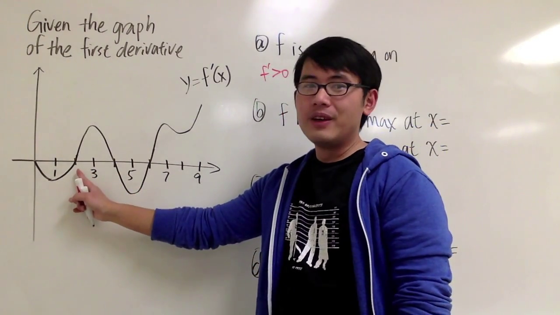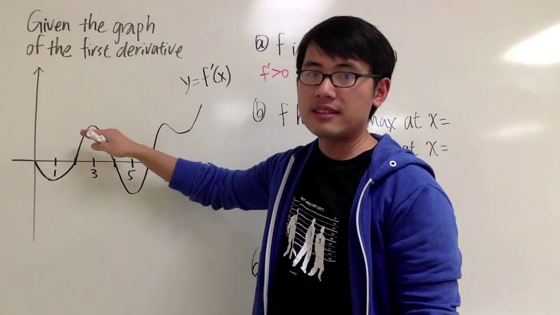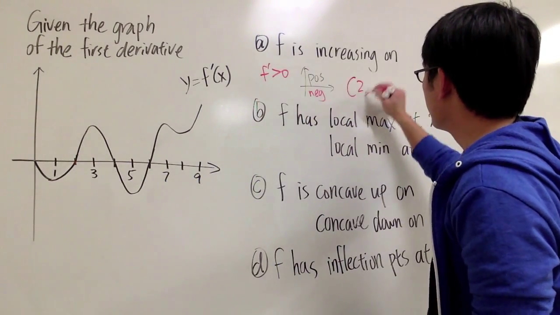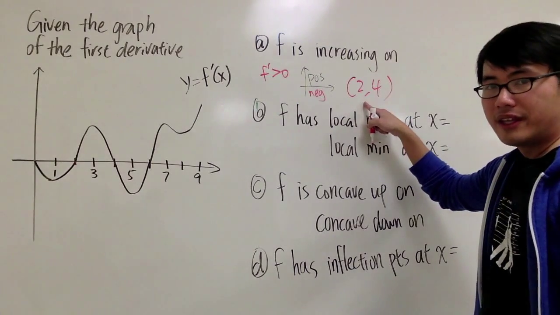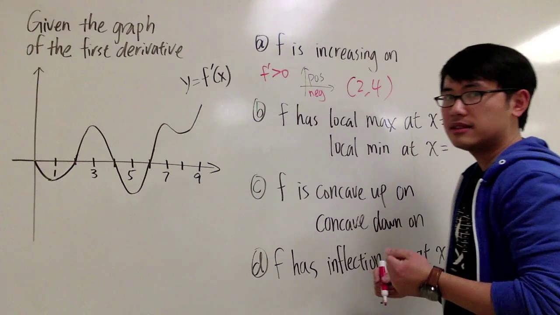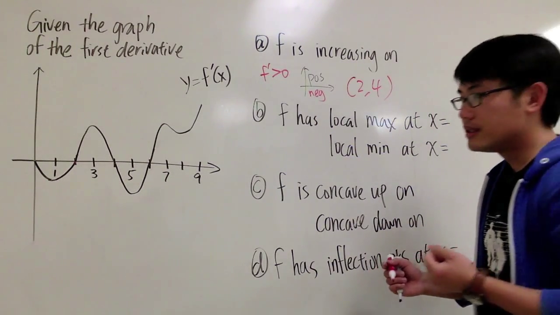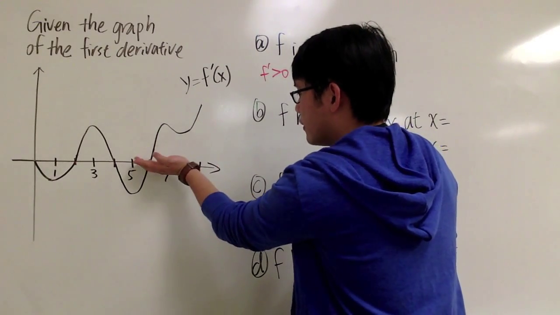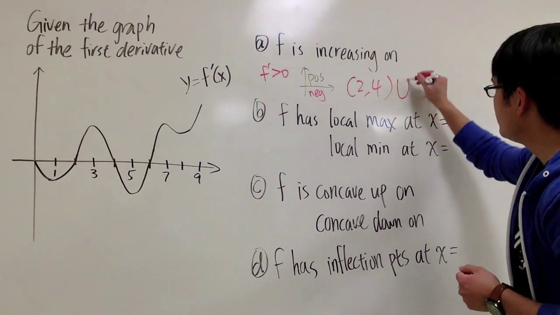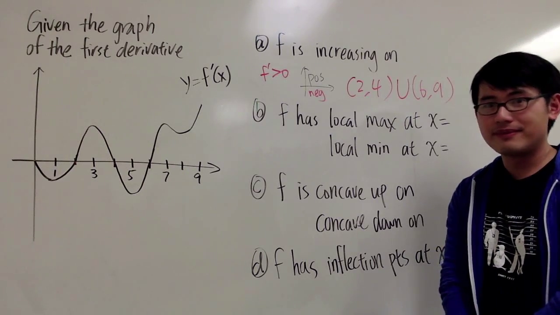As you can see, this part from 2 to 4 is going to be above the x-axis. So from here to here, let me write this down. This is going to be one of the intervals, between 2 to 4. The graph is above the x-axis, namely the first derivative will be positive. Where else? Anything after 6, from 6 to 9, is also above the x-axis. So we'll put union 6 to 9. And that's it for the first one.